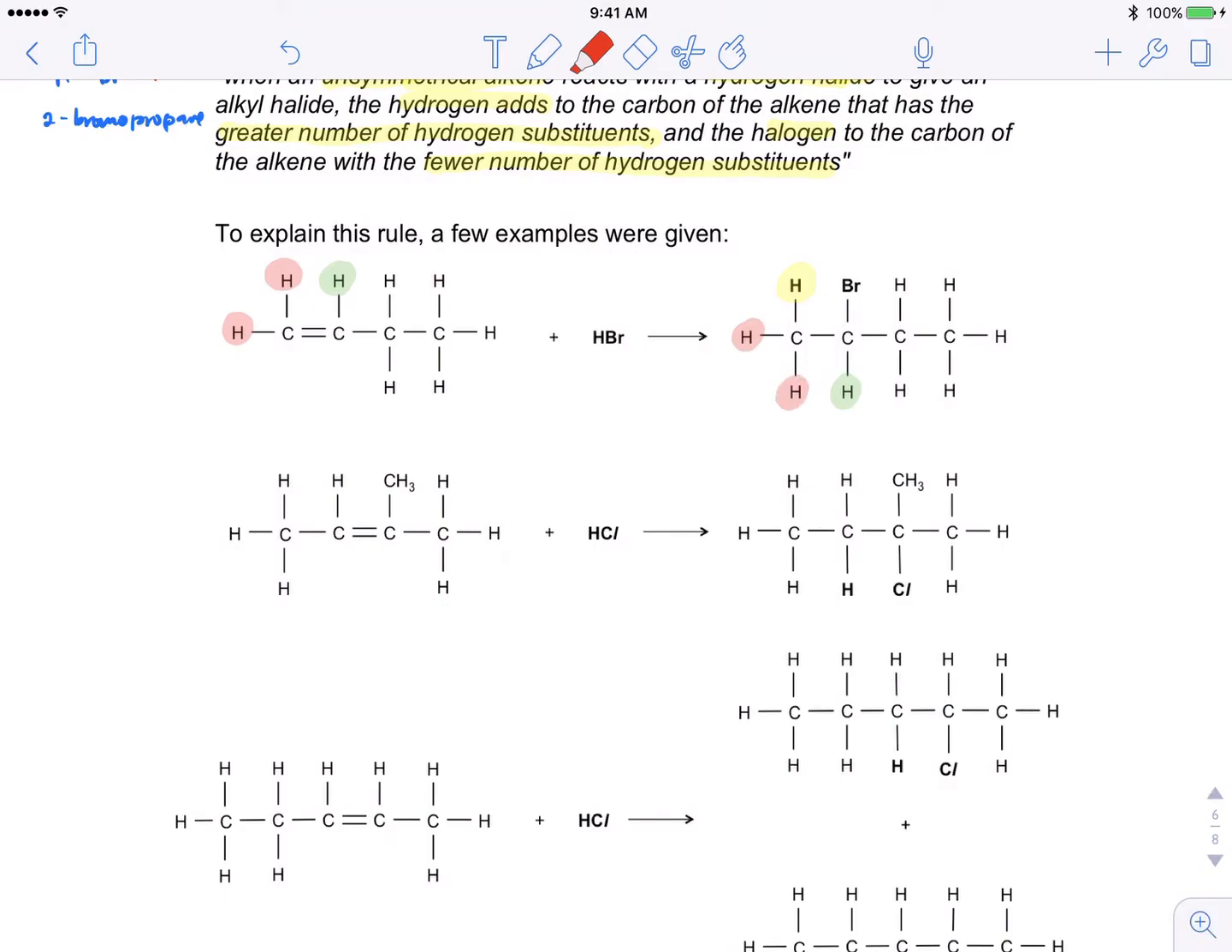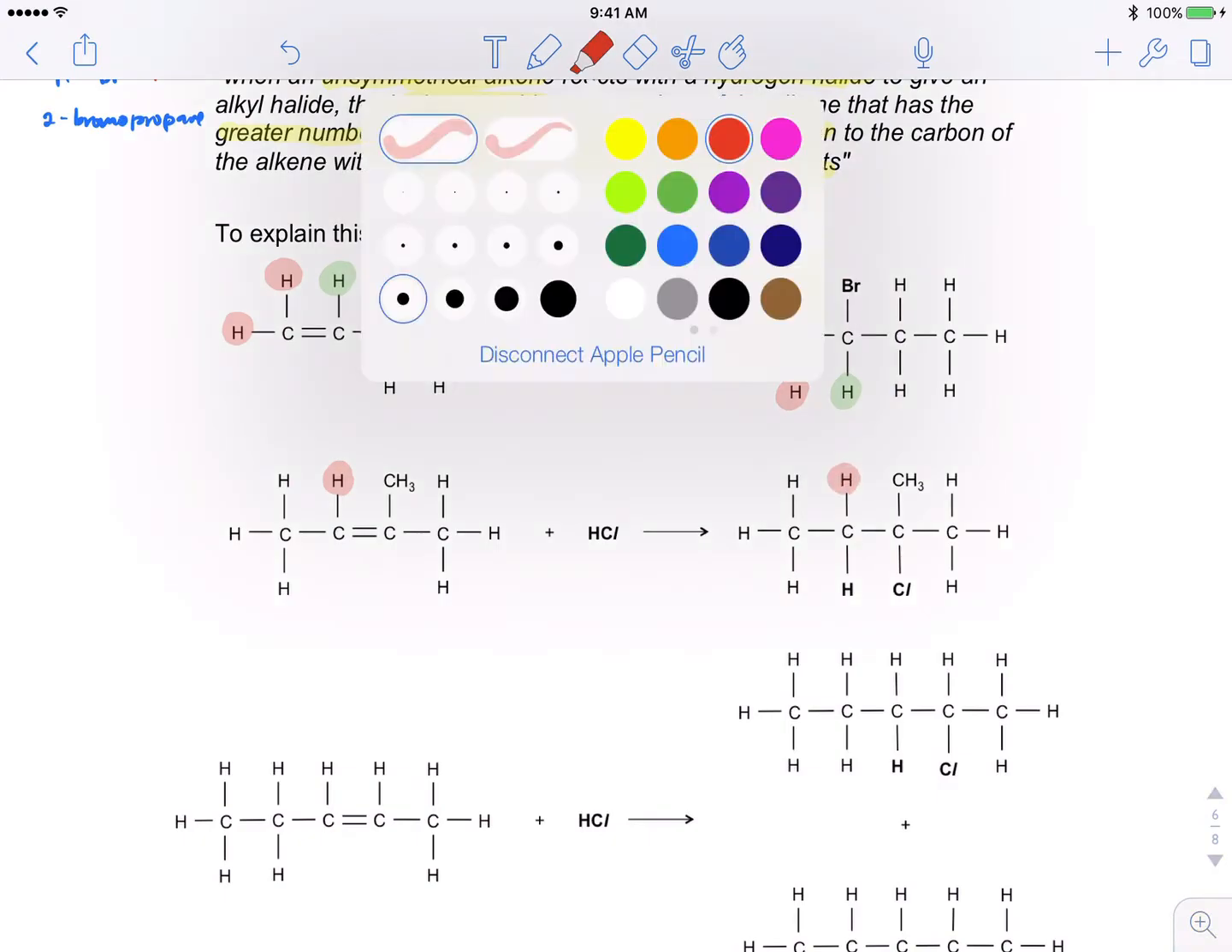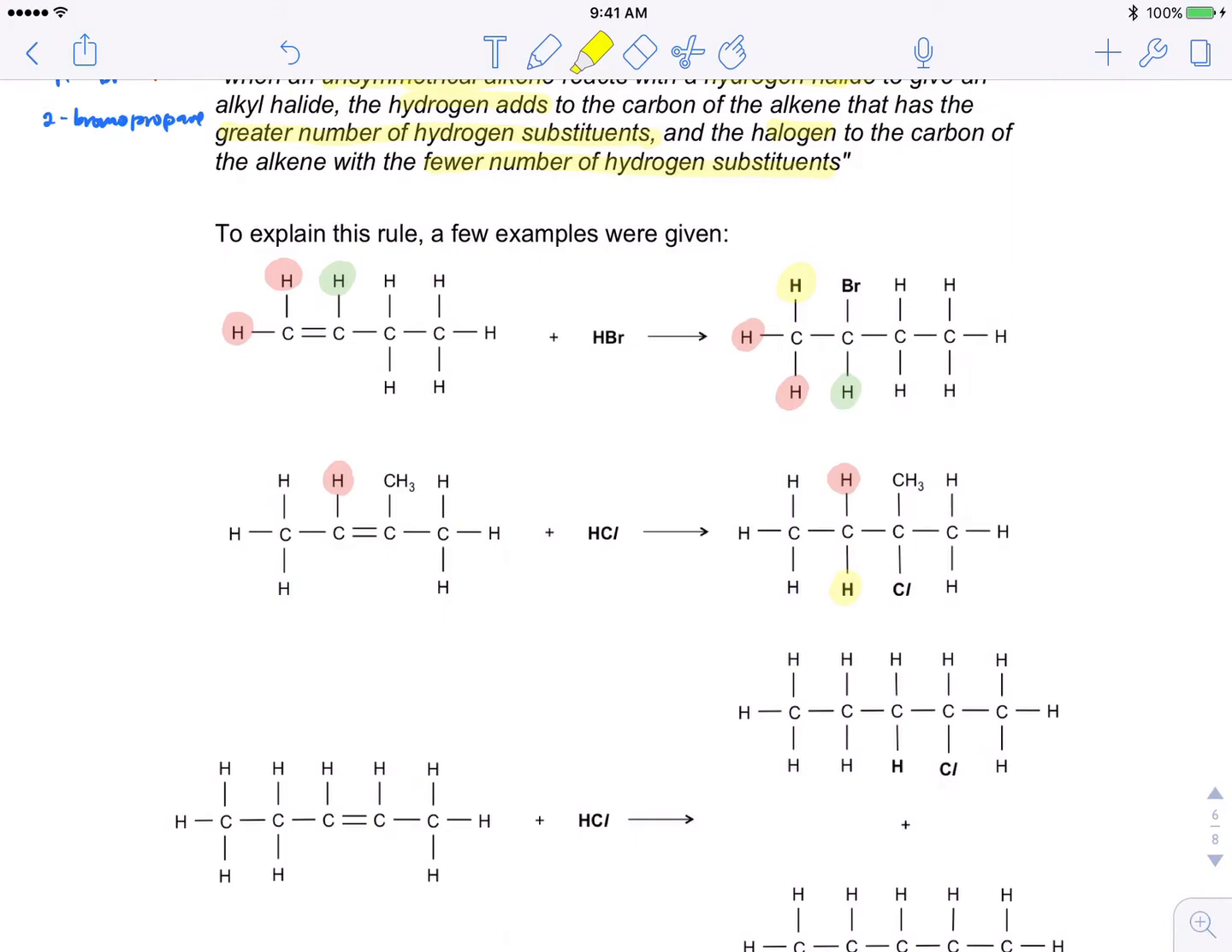Now next, again, let's look at the CC double bond. Here we have one hydrogen attached to one side. On the other side, we see a methyl group and there's no hydrogen attached to it. Therefore, again, over here, you will see that the hydrogen is attached to the side that has more hydrogen and the other substituent is attached to the other carbon.